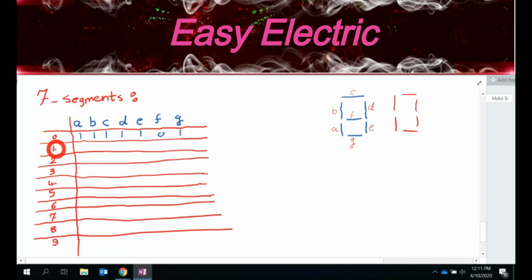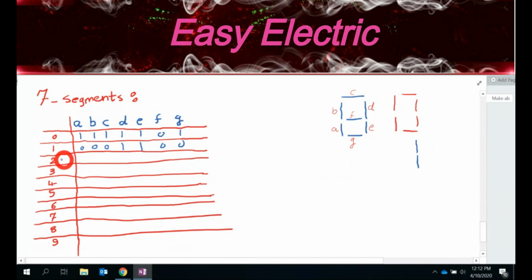Now you could guess for 1: what's the 7-segment code for 1? You tell me which of these 7 should be on, or 1, and which of them should be 0. Yeah, the D and E should be on, that's right. So the D and E are 1, so the rest should be 0. If you just turn on D and E, the rest is 0, right? So this is D, this is E. So this is definitely 1, right?